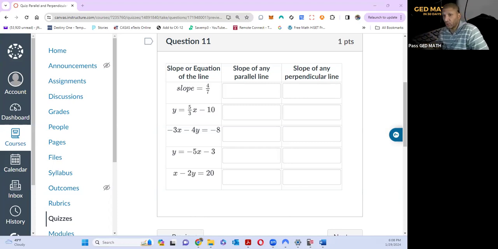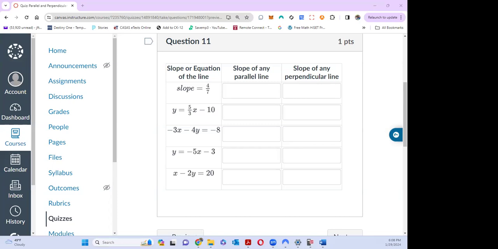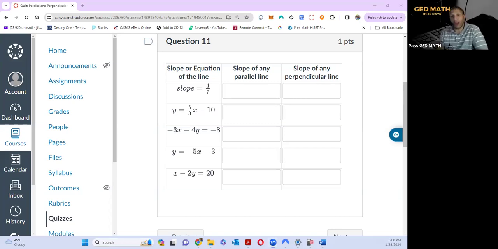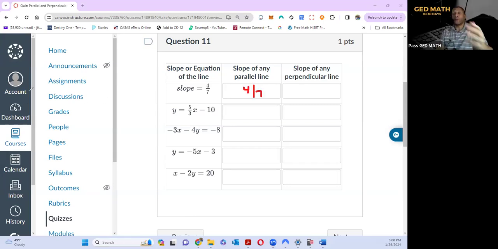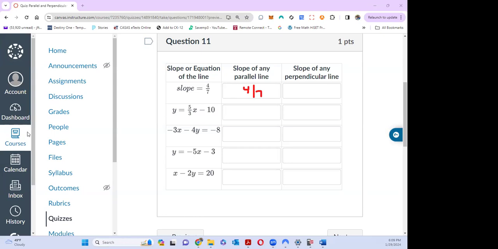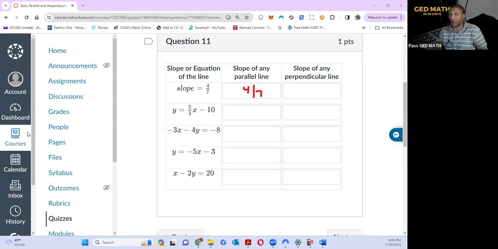Two lines that will never cross are parallel lines. The reason why they won't ever intersect is because their slopes are the same. So when you look at a question like this, the reason why I put this on is because I wanted you to be able to quickly identify the same slope of any parallel line and the perpendicular line. So if I tell you the slope is 4/7, what's the slope of any parallel line? 4/7. That easy. It's nothing that difficult. But I put it in a different way because I want to see if you truly understand it. Because if you truly understand it, this is an easy problem.